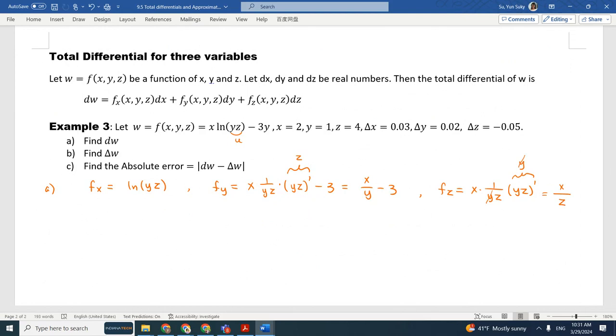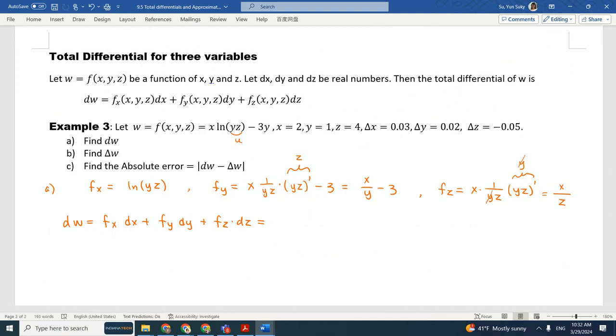Everybody? So at every step, you have to slow down. What is the variable? What is the constant? Even though this expression is the same, this prime is the derivative with respect to y, and this prime is the derivative with respect to z. That's why the next step is different. Okay, good. Now we have dw is fx dx plus fy dy plus fz dz. Is it easy to memorize? Yeah, fx dx plus fy dy plus fz dz.